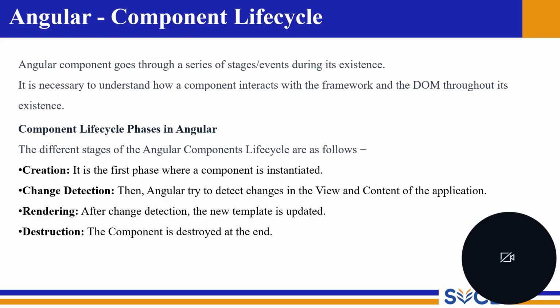So component lifecycle phases in Angular. The different stages of the Angular component lifecycle are as follows. First one is creation. It is the first phase where a component is instantiated. The second one is change detection. Then Angular tries to detect changes in the view and the content of the application. Third one is rendering. After change detection, the new template is updated. The final one is destruction. The component is destroyed at the end.